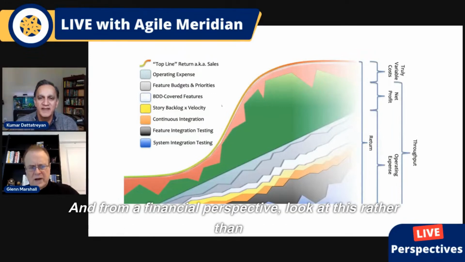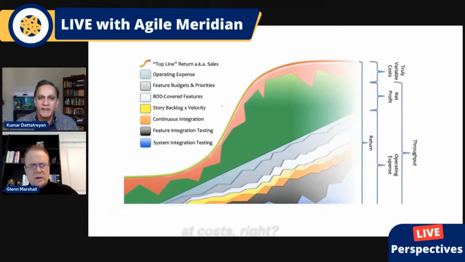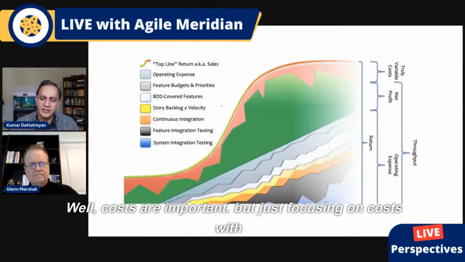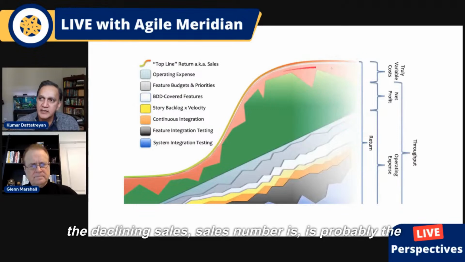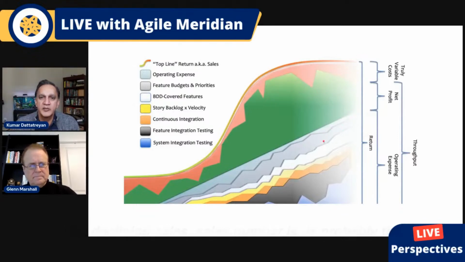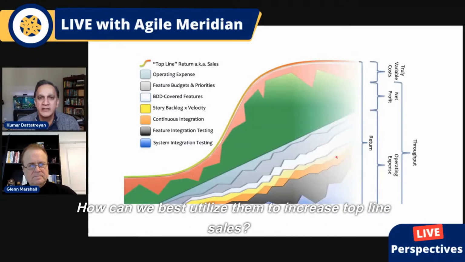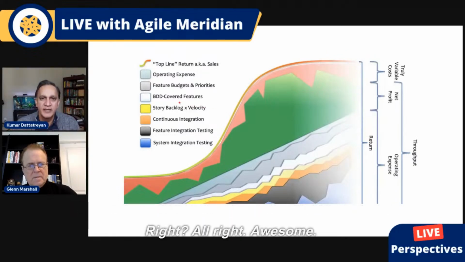And from a financial perspective, look at this rather than at costs. Right. Well, costs are important, but just focusing on costs with a declining sales number is probably the wrong strategy. Exactly. Right. It's okay, we have these fixed costs. How can we best utilize them to increase top line sales? Yep. Right.